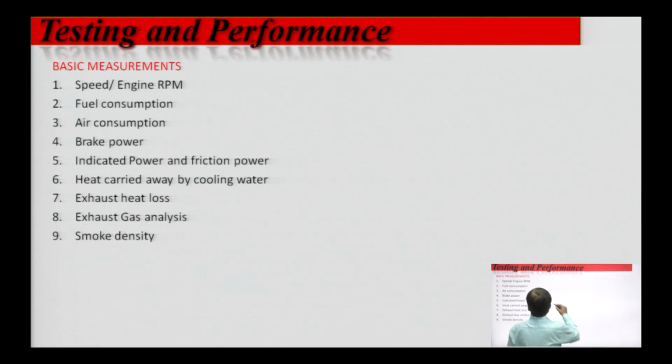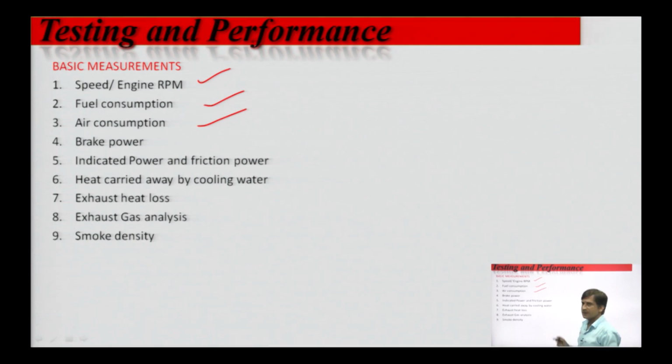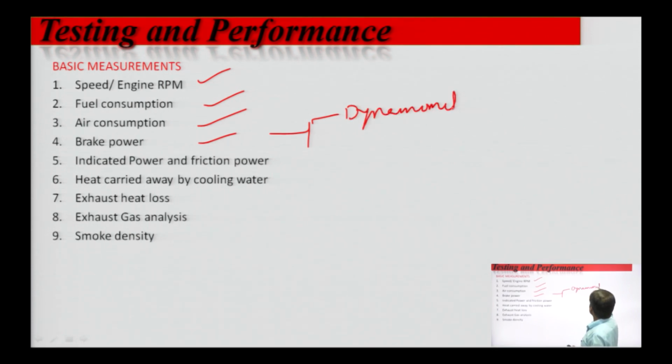So, we will measure the RPM of the engine, fuel consumption is measured with the help of a stopwatch and burette method, and air consumption is also measured with the help of an orifice meter. Brake power is measured with the help of a dynamometer. There are different types of dynamometer which are not in your course. So, it is measured from the dynamometer.